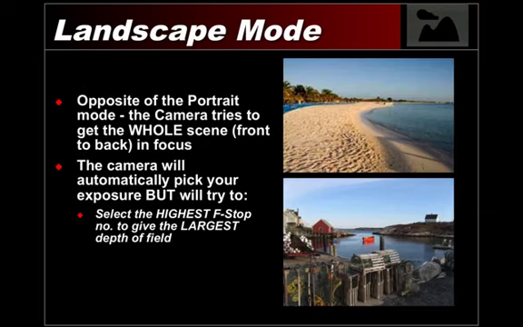Landscape mode. Here's a picture of the little mountain with a cloud as the icon, and it's the opposite of the portrait mode. The camera tries to get the whole scene from the front to the back in focus, what we call a very long depth of field. So the camera will automatically pick the exposure, but in this case it's going to select the highest f-stop so that it will allow the largest depth of field.